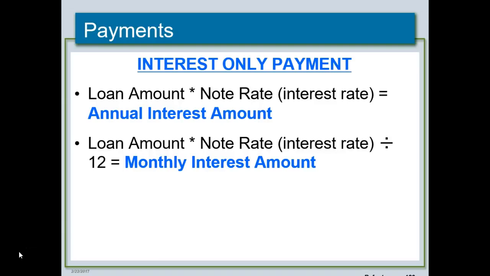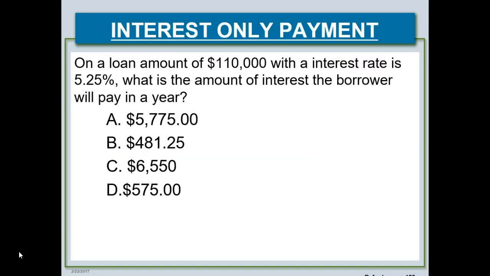Here's your first problem. You're going to do the problem and I'll let you know when I'm ready for the answer. On a loan amount of $110,000 with an interest rate of 5.25%, what is the amount of interest that the borrower will pay in a year? Take a few minutes, figure it out, and I'll let you know what the answer is. On a loan amount of $110,000 with an interest rate of 5.25%, what is the amount of interest that the borrower will pay in a year?